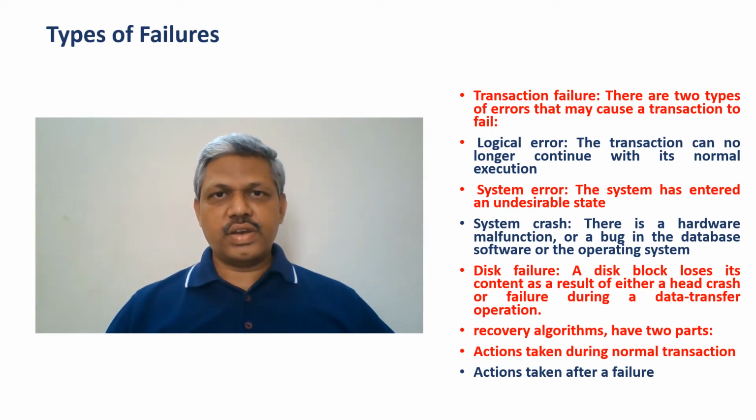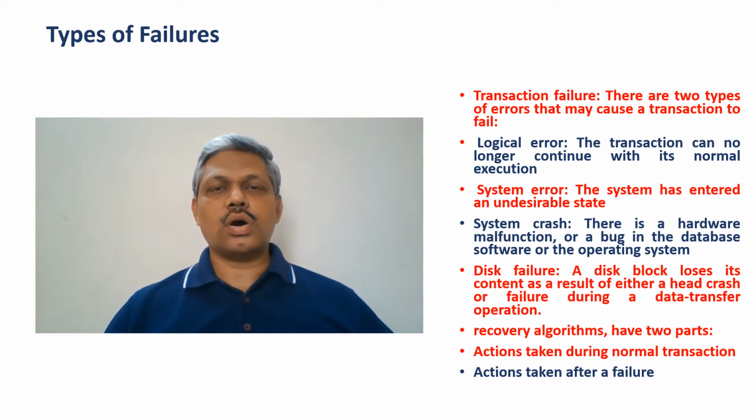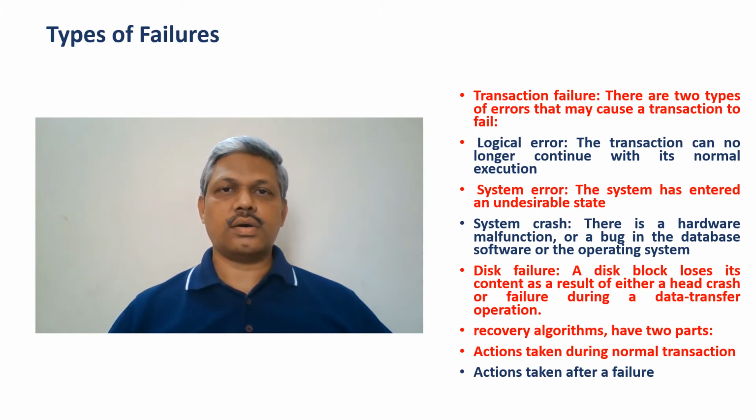The second way of failure is a system crash, where there is a hardware failure or a mechanical failure that has resulted in the malfunctioning of the database itself. Not only that, there may be a bug in the database software or a bug in the operating system. All such failures come under system failure, because the database has stopped performing its regular actions. So this comes under system crash or system failure.